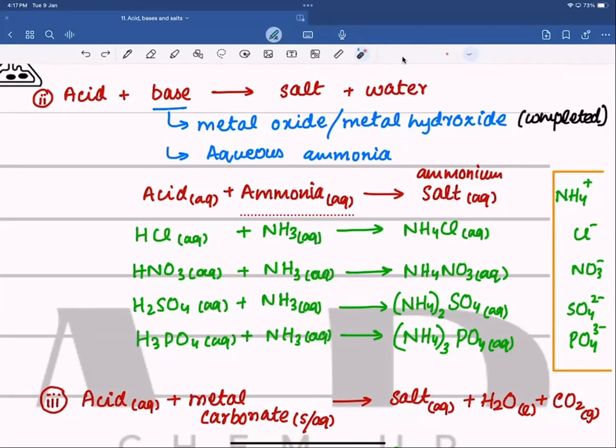It is very important to remember the formulas of the most common acids, which include sulfuric acid, hydrochloric acid, nitric acid, ethanoic acid, and phosphoric acid. These 5 acids, you must remember their formulas. Sulfuric acid is H2SO4, nitric acid is HNO3, hydrochloric acid is HCl, phosphoric acid is H3PO4, and ethanoic acid is CH3COOH.